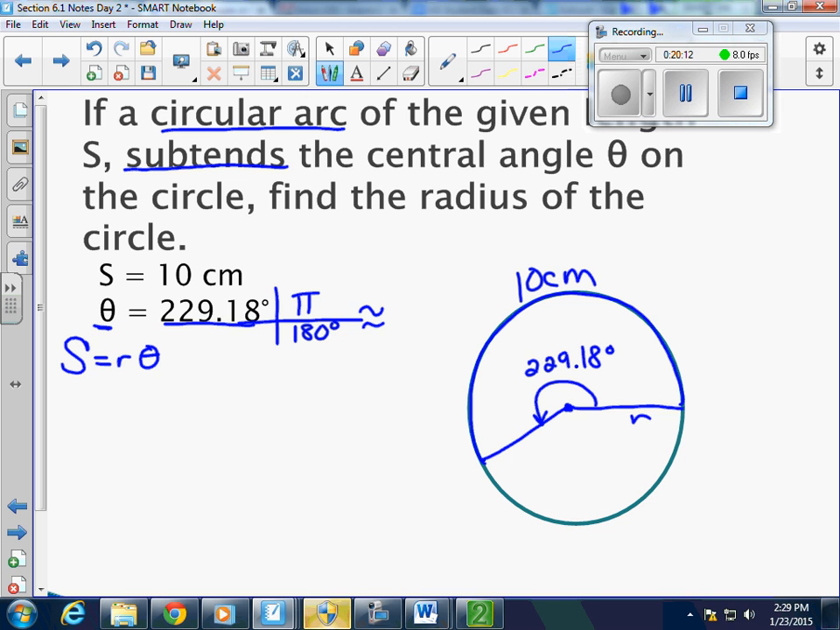Josh, do you have it? Yep, 3.99. Okay, and some of us might want to round that to 4. Don't. Keep it out a couple of places until you can't round anymore, because 4 will change your answer. So I've got 3.99 radians. That's what's going to be plugged in here. So my arc length is 10 equals r times 3.99, dividing by 3.99 to get my radius measure.